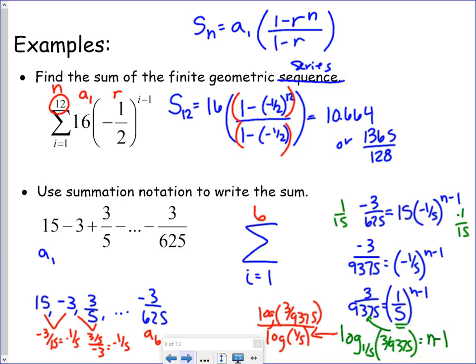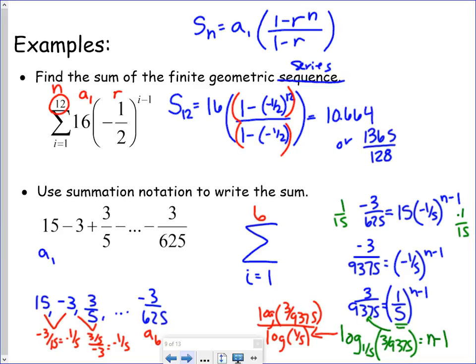Oh no, I typed it in incorrectly. That makes sense. So the log of 3 divided by 9,375 divided by the log of 1 divided by 5. We get 5. Okay, good. So then I know that 5 is equal to n minus 1.